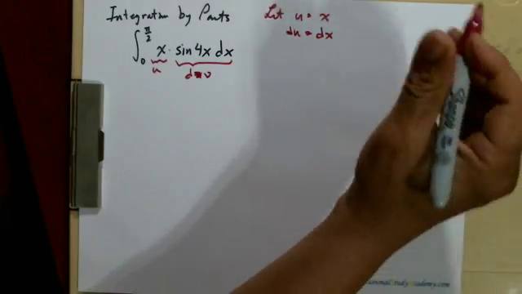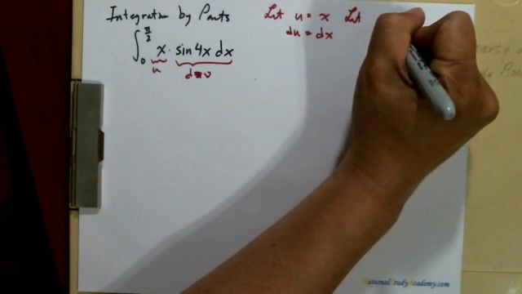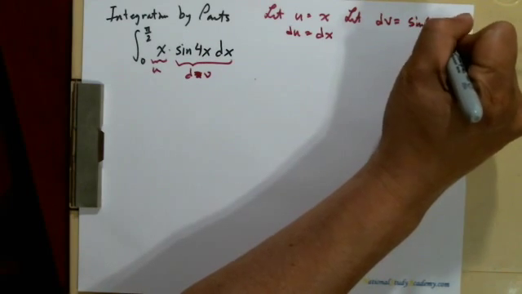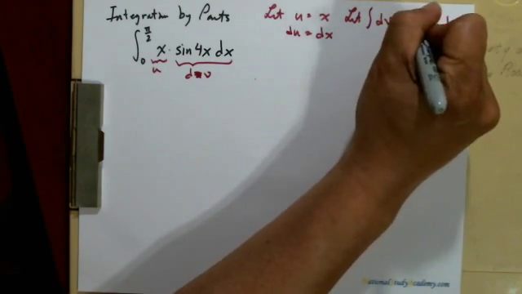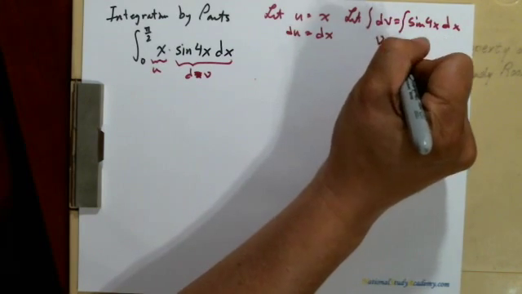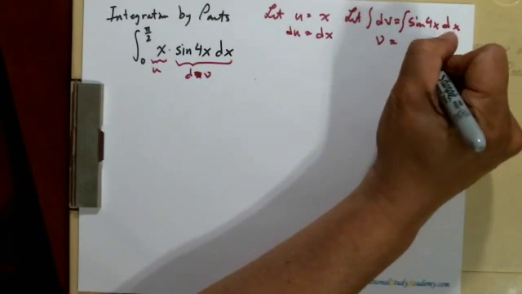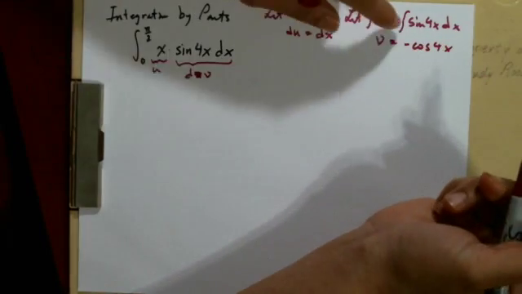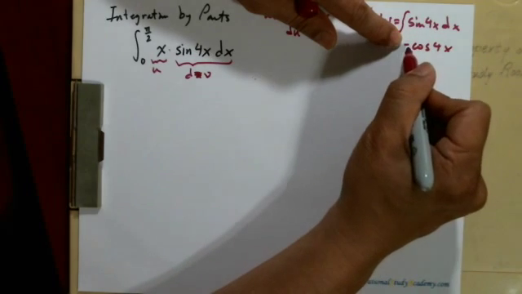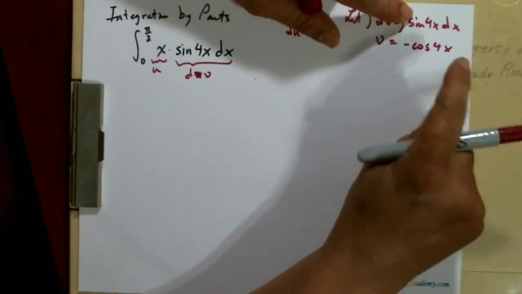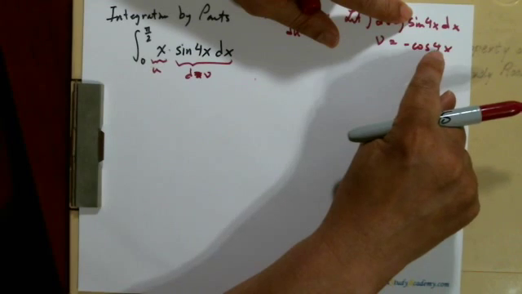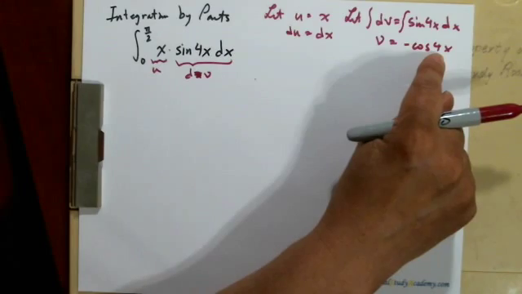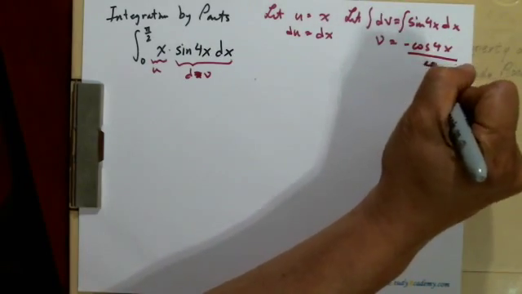It's 1 times dx. We're also going to let dv equal sine 4x dx. We integrate that. The integral of dv is just v. The integral of sine of 4x is just negative cosine of 4x. And if you take the derivative of negative cosine of 4x, we end up with a positive sine of 4x, but we multiply by 4 due to the chain rule. So to get rid of that 4, we just divide by 4.